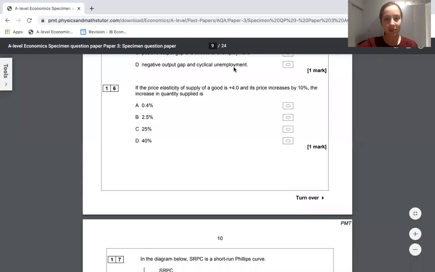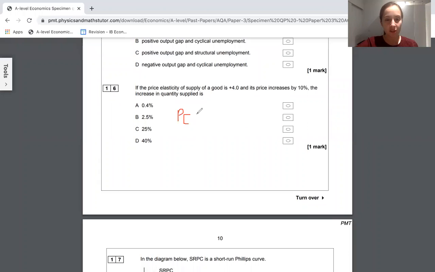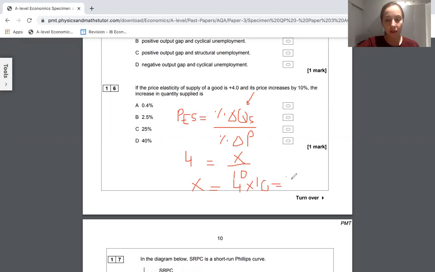Okay, PS question. It's very common they ask you to rearrange something, so be sure you can quote the equation. It's always quantity on the top. If you ever forget, just quantity on the top. So we're told that this is 4. We're told that this is 10. And we need to find x. So to find x, rearrange that, do 4 times 10, and you get 40. So D is the answer.